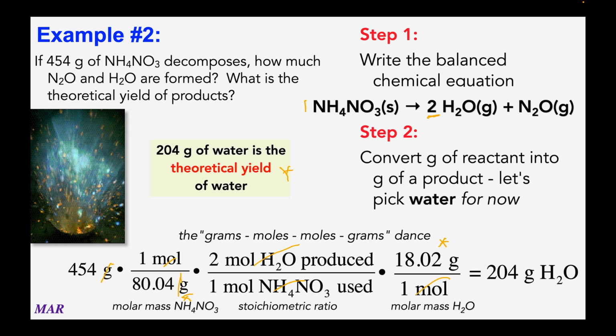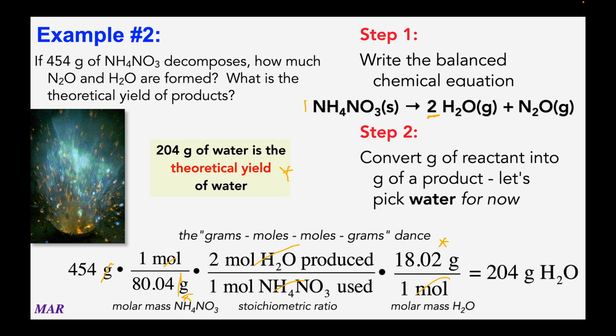204 grams is called the theoretical yield because that's how much we should be able to make. And we'll talk about why that's important here coming up. But if all goes perfectly well and we don't spill any chemicals or contaminate it, or I don't drop my coffee in there or something like that, we should be able to get 204 grams of water from our 454 grams of ammonium nitrate.